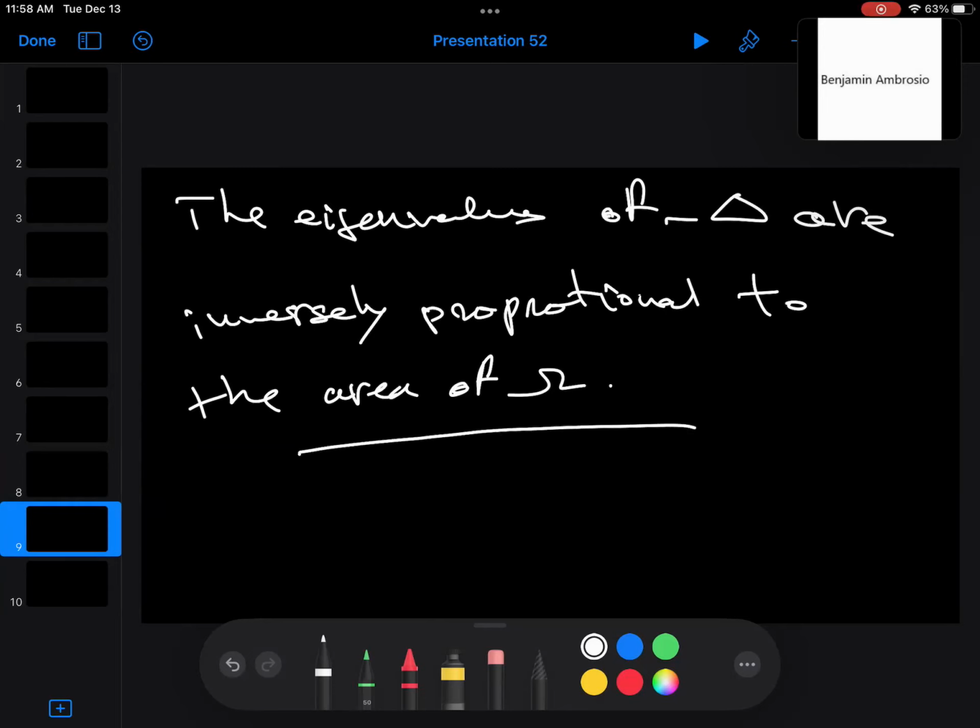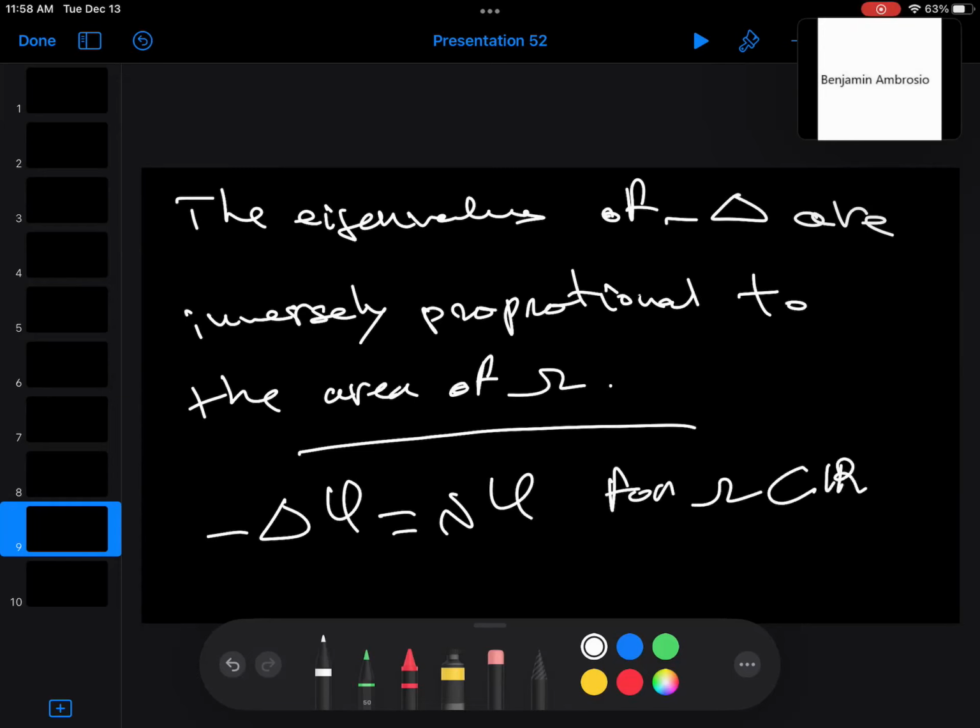So next time we will consider the equation minus Laplacian phi equals lambda phi for omega a subset of R^n and a bounded domain.